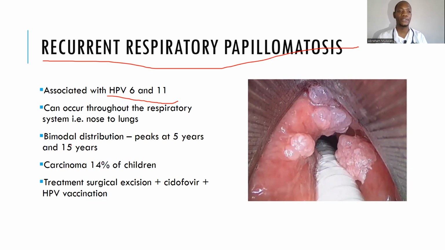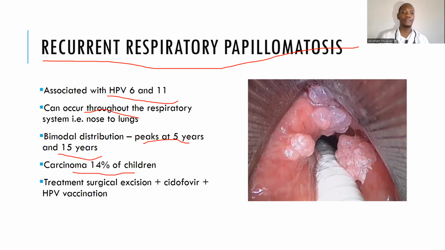And in this case, someone presents with noisy breathing and respiratory obstruction, and it has been shown to have a bimodal distribution, whereby the first peak occurs at about 5 years of age, then the other occurs around 15 years of age. It was also thought that it is transferred from mother to child during childbirth. And if you see it in an adult, then you question their sexual practices.